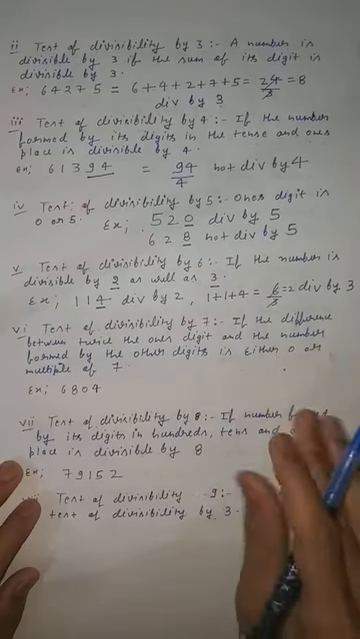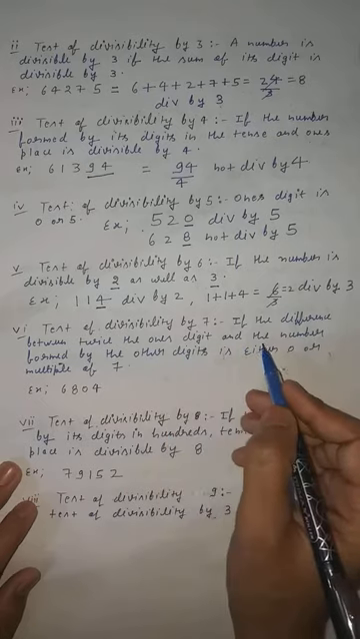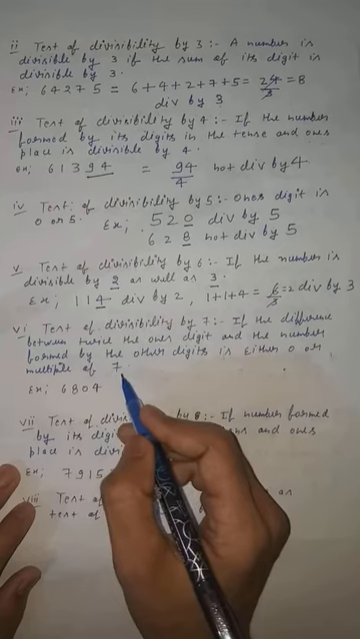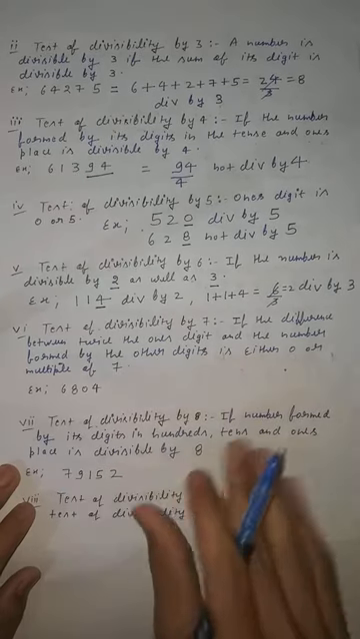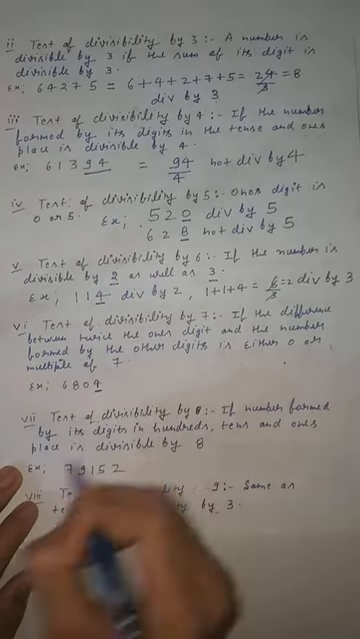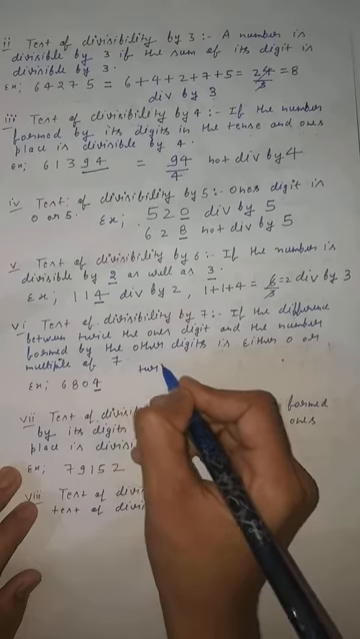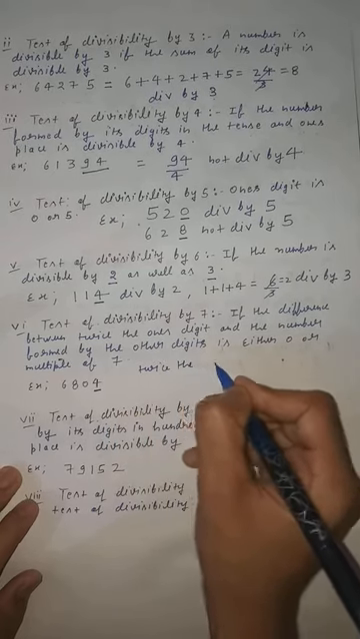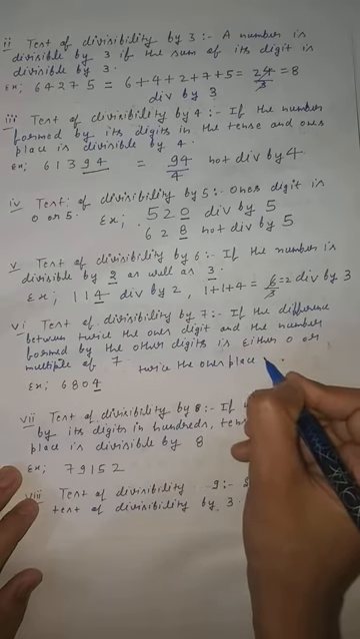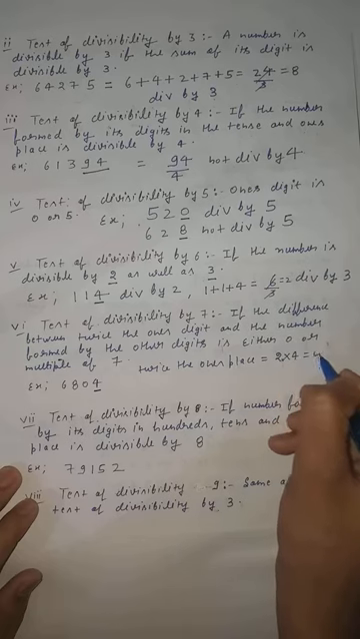Now next is test of divisibility by 7. So what is this one? If the difference between twice the ones digit and the number formed by the other digits is either 0 or a multiple of 7, then the number is divisible by 7. What is the meaning of this? Now the ones place is 4, students, okay? So first you will multiply twice the ones place. Write down twice the ones place. What is twice the ones place? Twice means you will multiply by 2, it will come 8.